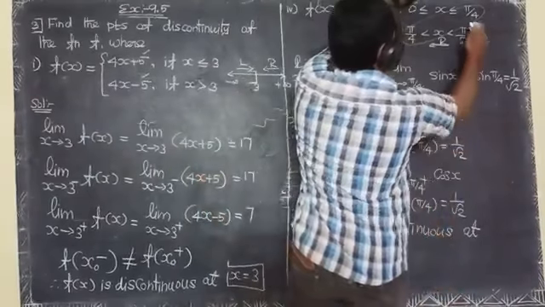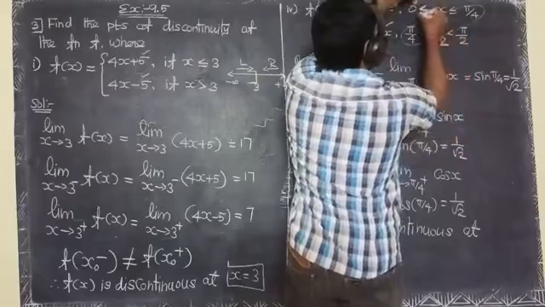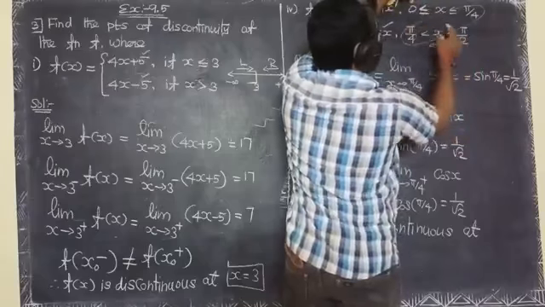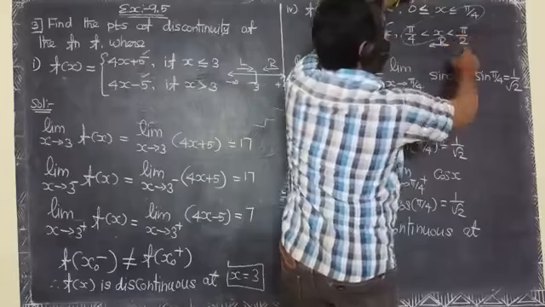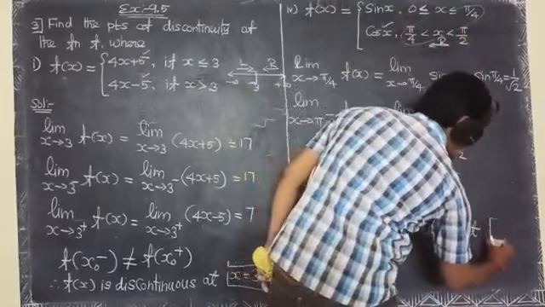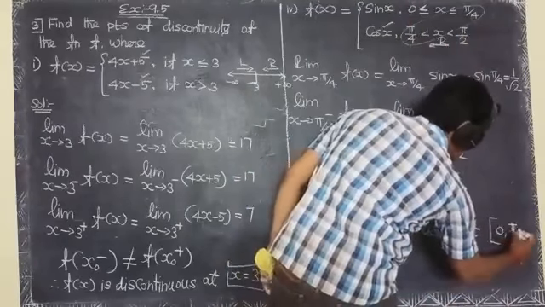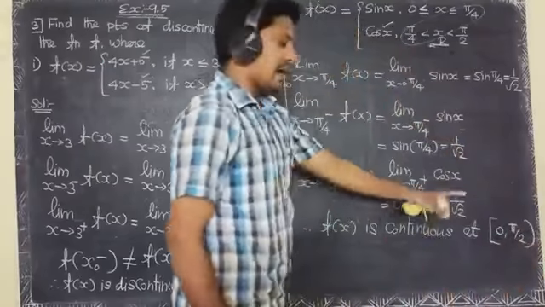on 0 to pi by 2. Less than or equal to means using a closed bracket, less than means using an open bracket, that is, thus on 0 comma pi by 2 in open bracket.